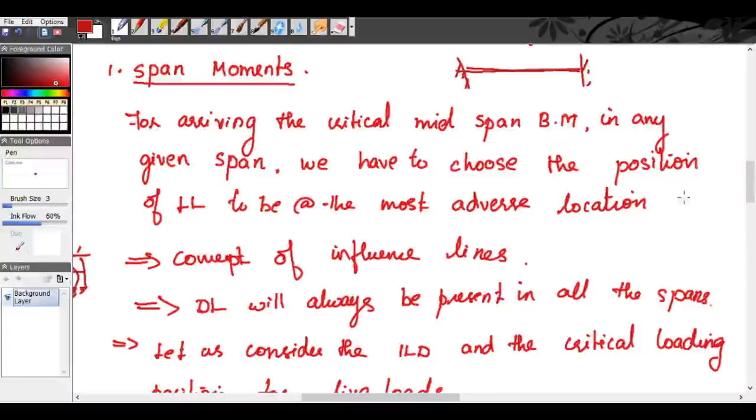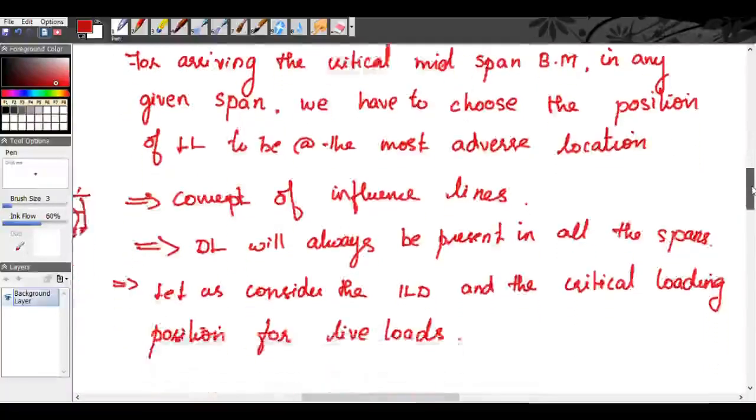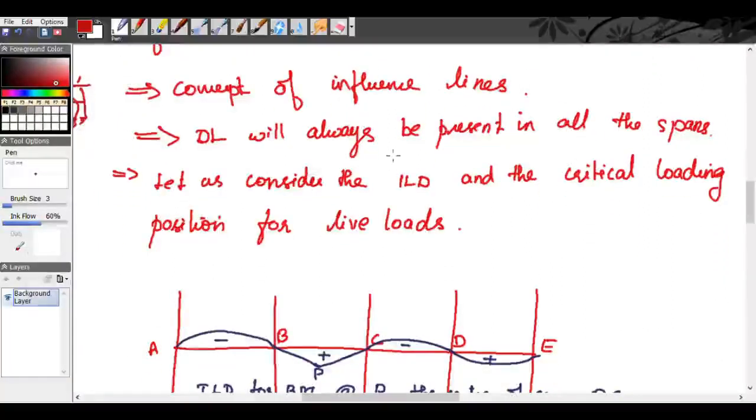So the maximum bending moment depends on the position of the live load, where the live load is acting. In order to understand the position of live load where the maximum bending moment occurs, we need to understand the concept of influence lines. As I told you, dead load will always be present in all these spans. Now let us consider the influence line diagram and the critical loading position for live load.